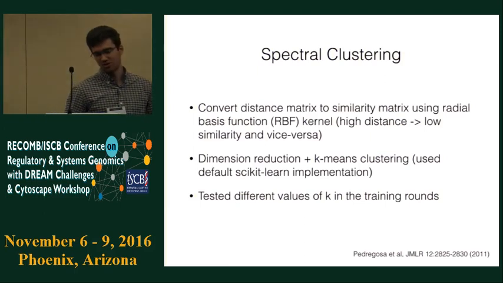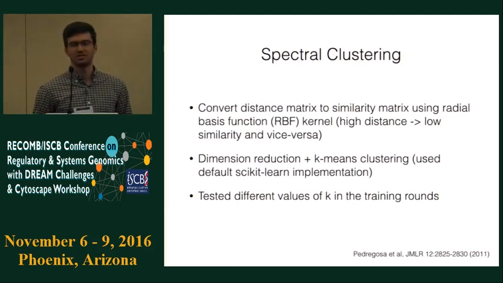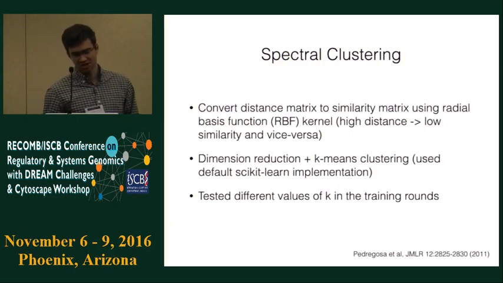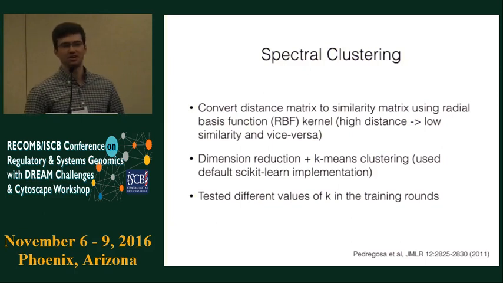The way that we chose to do that was using this RBF, or radial basis function kernel. Basically, the idea is that it maps high distance values to lower similarity values. So something that's far apart is going to be less similar than something close together. And once we had that, we ran this spectral clustering, which is just dimension reduction, and then it's k-means in the reduced dimension space. We just used this off-the-shelf implementation in scikit-learn. And we used most of our leaderboard rounds to test different values for k in the k-means, so test different numbers of cluster centers.